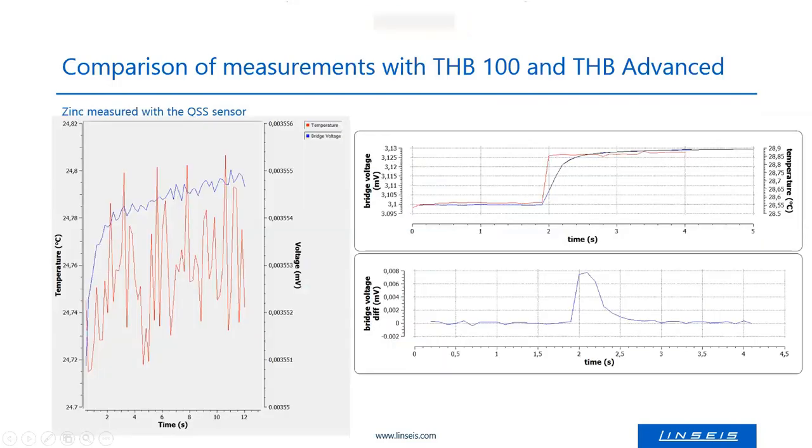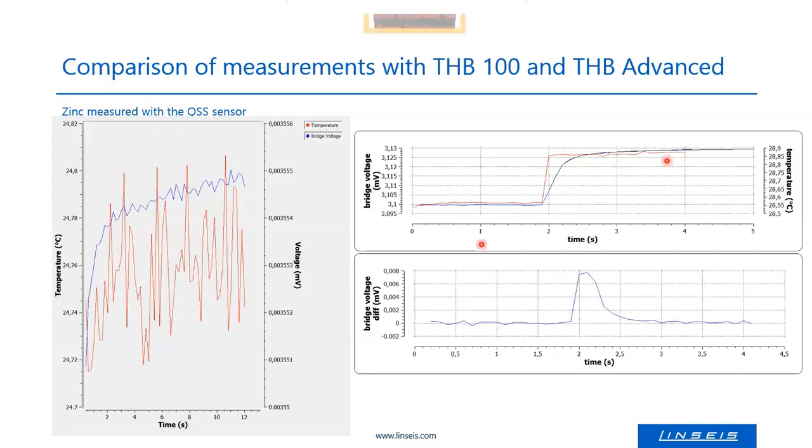Then the next one is zinc. For the THB 100, we are at the limit already. Originally, the THB 100 was specified up to 100 watt per meter Kelvin. That's the reason why it was called 100. And zinc is above 100 watt per meter Kelvin. And you see the measurement curves are quite noisy, so the error is probably very high here already.